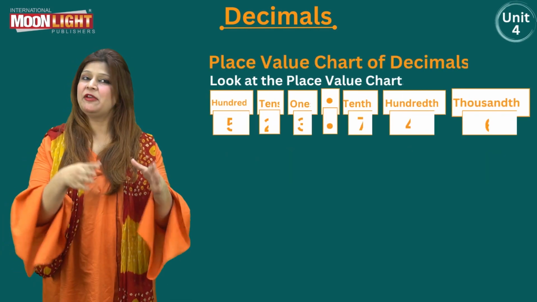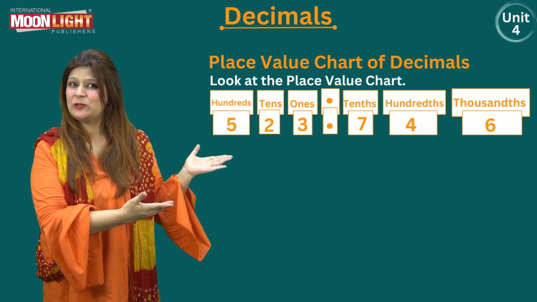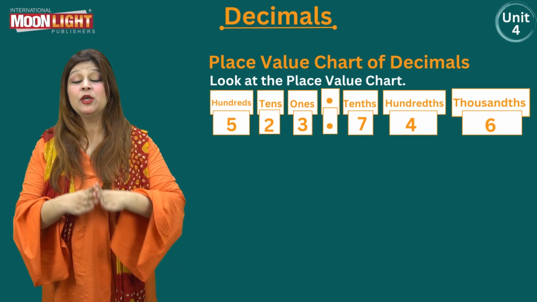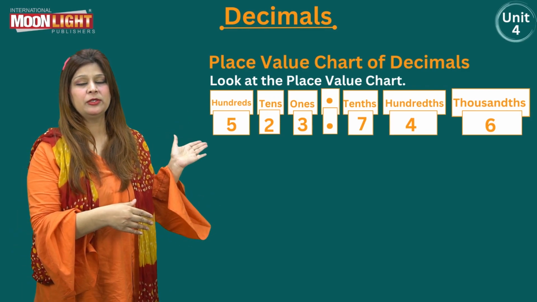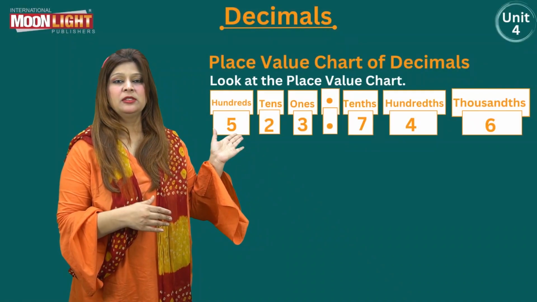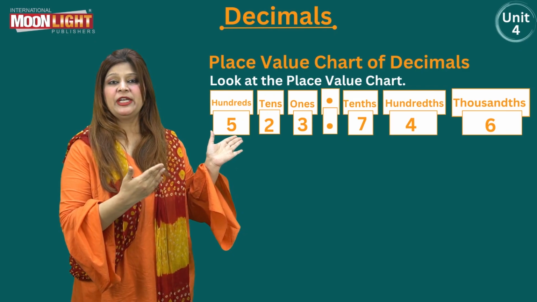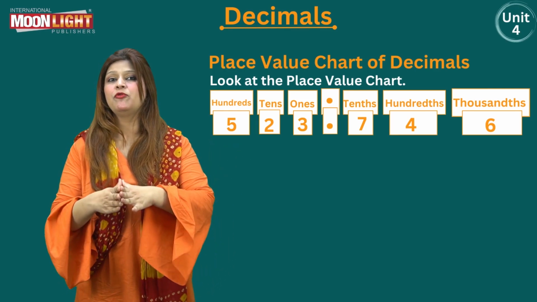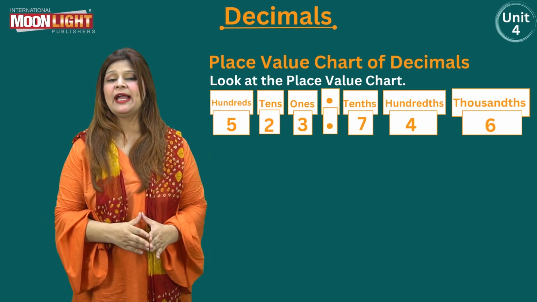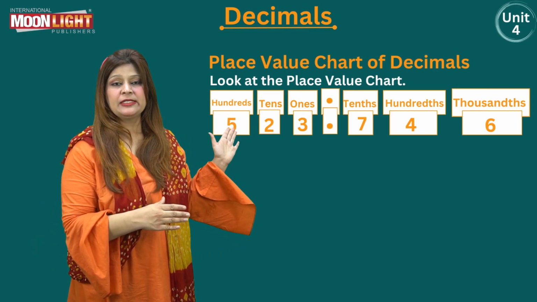In the same way as whole numbers have a place value chart, decimals do have a place value chart. Which place value chart? Just check this one out. Look at this number, 523.746. Do remember that whenever we are going to read it, we write these numbers in the same way, but we read the number in a different way.